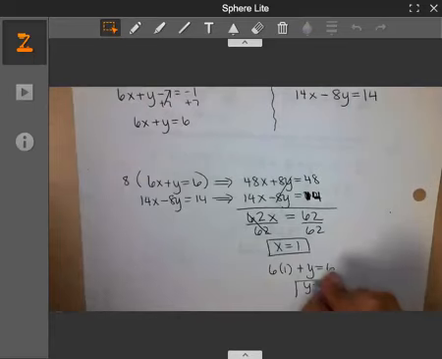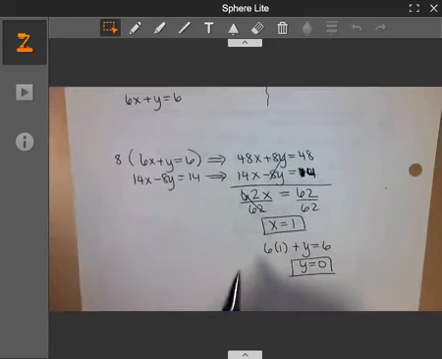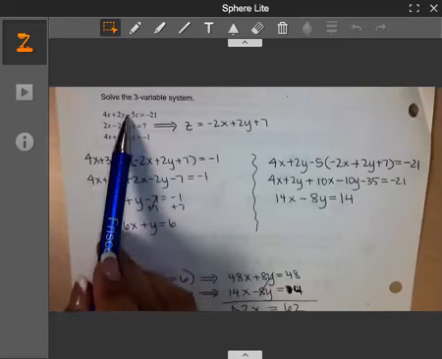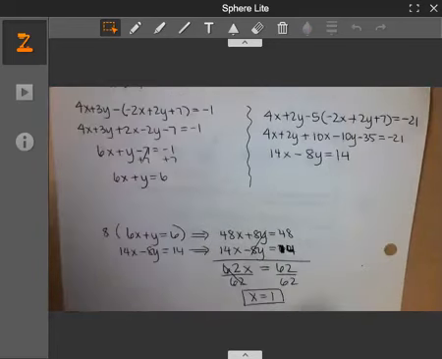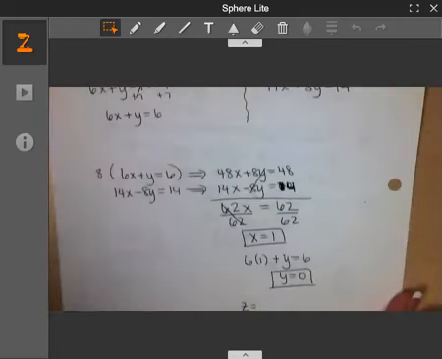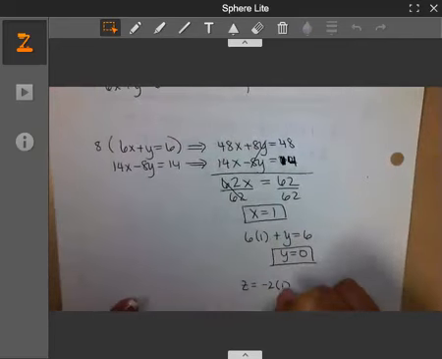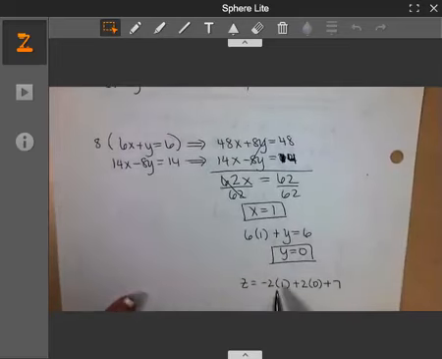Now we have the second variable. To get the third one, I take both of these and I go back to my original equations and plug it into any one of these. I can also plug it into this one, which is already solved for z. So that's what I'm going to do there. So we get z is equal to, see that? All right, z is equal to negative 2 times my x value, which is 1, plus 2 times my y value, which is 0, plus 7. And so that gives me negative 2 plus 0 plus 7, which is 5.